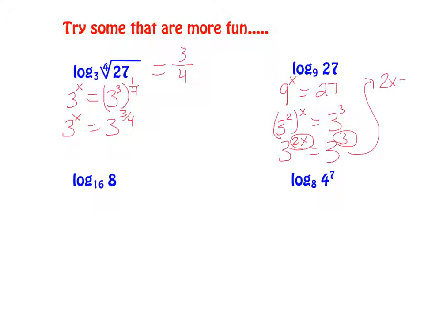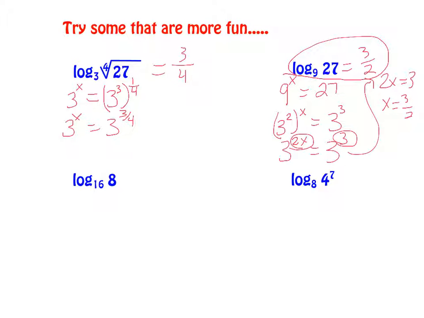If 2x is equal to 3, then x would have to be 3 halves. That's the power. I'd have to take this to the 3 halves power. So the log base 9 of 27 is just 3 halves. The 2 on the bottom is like a 1/2, square rooting the 9 to get it down to a 3, and then the 3 is building it back up as a 3 cubed. Let's try one more.